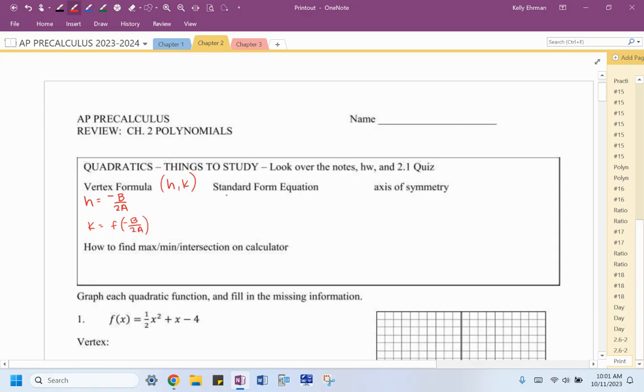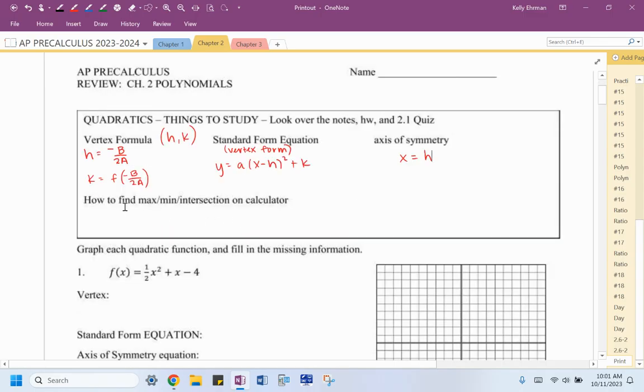Standard form equation is also known as vertex form. So when I'm asking for the standard form equation, that's not the general form like number 1. That is y equals a times (x minus h) squared plus k. Axis of symmetry should always be a vertical line, x equals, and it's whatever the h coordinate is of the vertex because the axis of symmetry goes through the vertex.